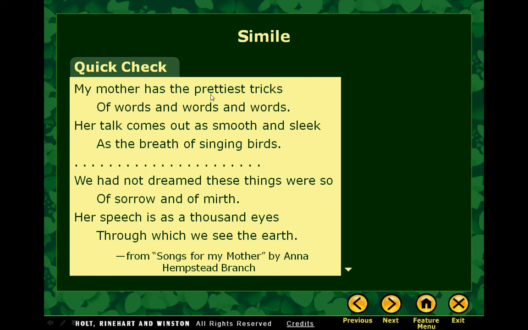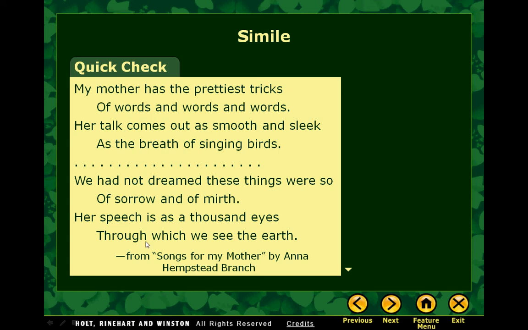Now, my mother has the prettiest tricks of words and words and words. Her talk comes out as smooth and sleek as the breath of singing birds. These 4 lines are quoted from a poem called Songs from My Mother, and we can see there is a simile here. The simile is not in the first line, it's not in the second line. Is it in the third line? Yes, it's in the third line, as we can see the word as here: comes out as smooth and sleek as the breath of singing birds.